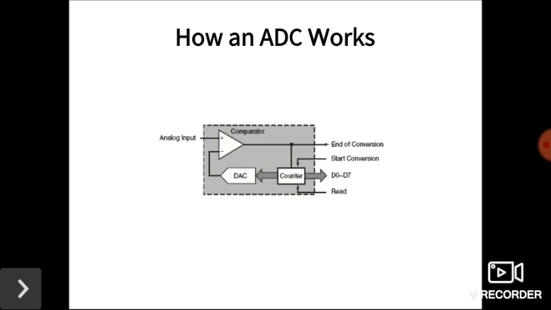In this case, the input analog signal is compared with the output of an internal DAC, and whenever the output matches, an end of conversion signal is generated and data becomes available at the output port. To generate input for the DAC, a register, that means a counter, is used, which keeps sending digital values generated by continuous increments starting from 0.